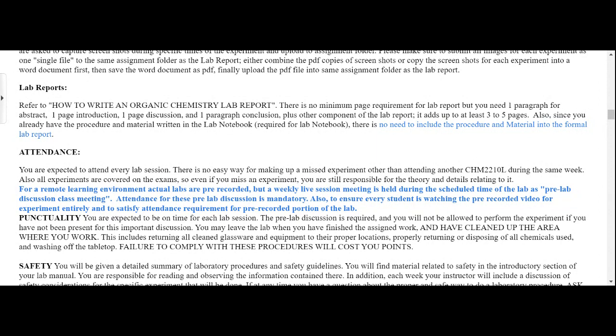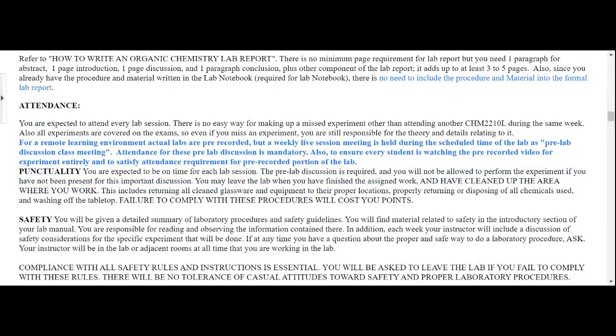I have a sample lab report that is 11 pages, and students look at this and say, oh my God, I'm going to write 11 pages every week. No, you don't have to write 11 pages every week. You are writing a lab report that has an abstract, introduction, discussions, and conclusion with the table of data, and if there is a calculation, you would show it. It doesn't have to be long in order to be good, as long as all the components that are asked for are included there.